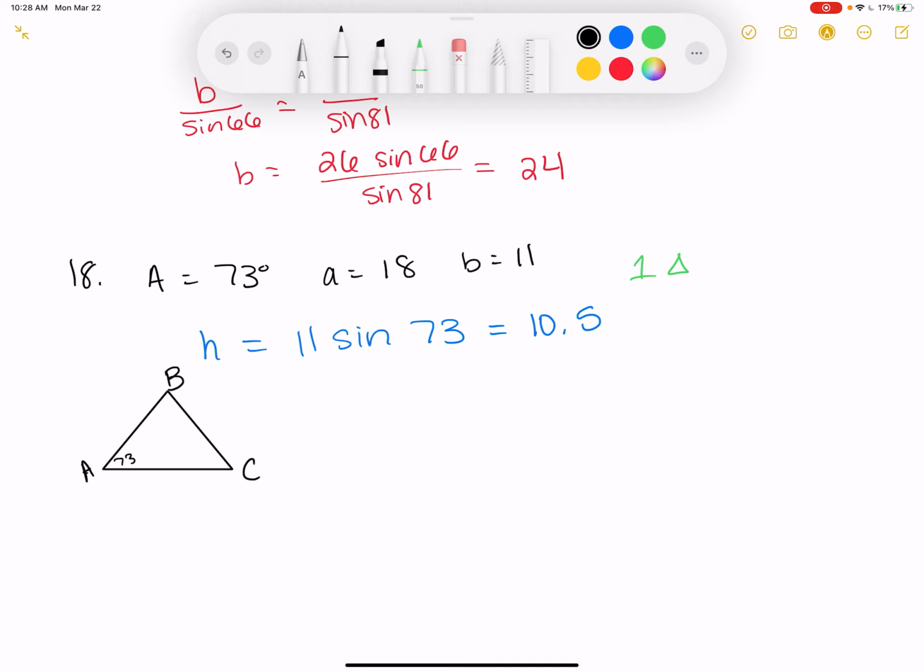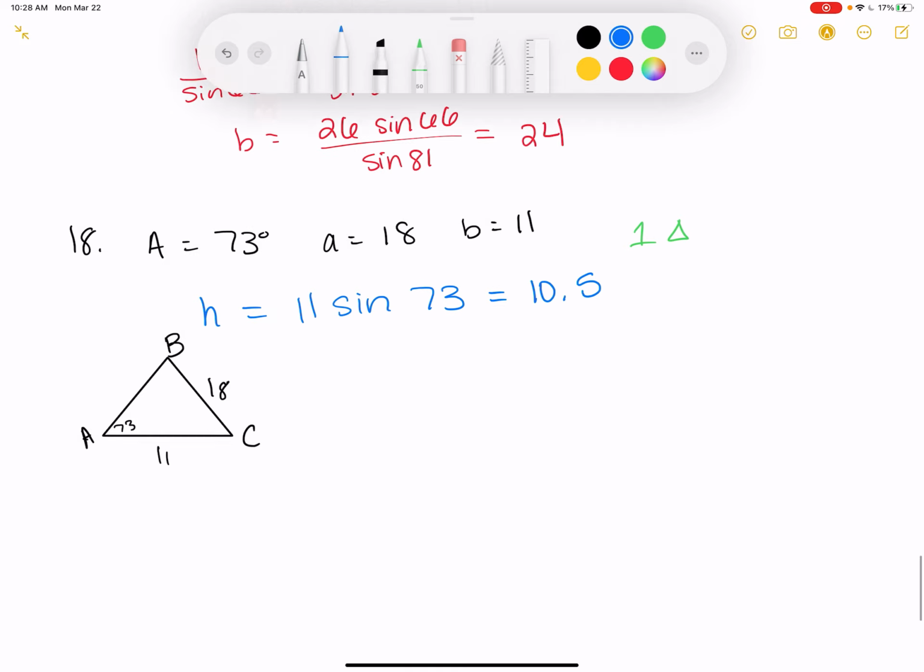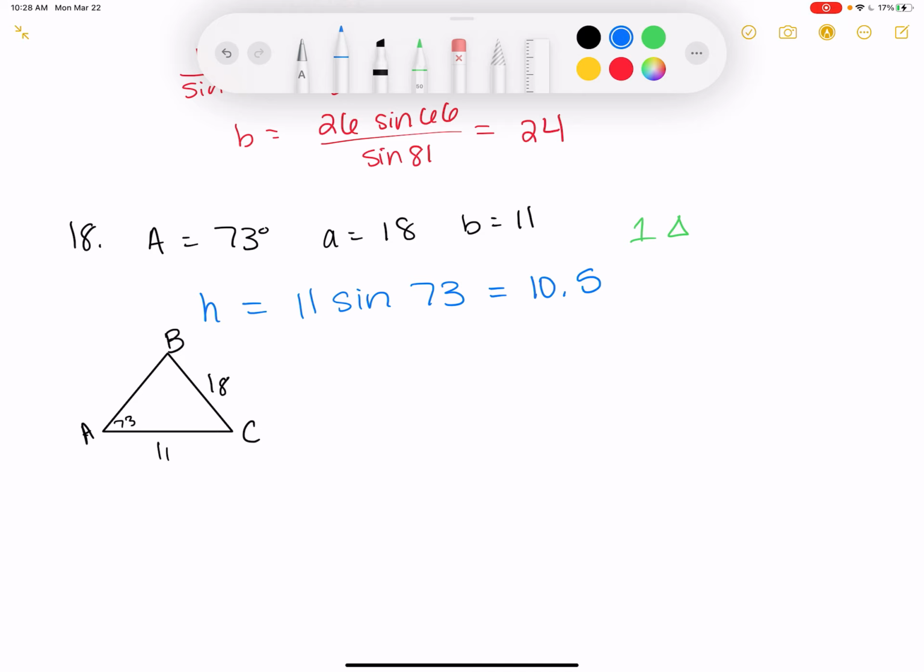So 73, 18, 11. I don't have any easy values to find here. So what might I want to do first? Could we do the Pythagorean theorem? Nope, because it's not a right triangle. Oh, that's true. I know side B. I know angle and side A. Wait, couldn't you just take the sine of? Nope.